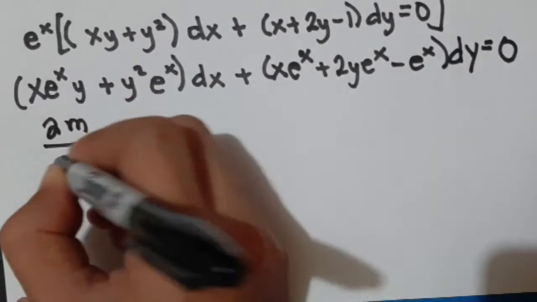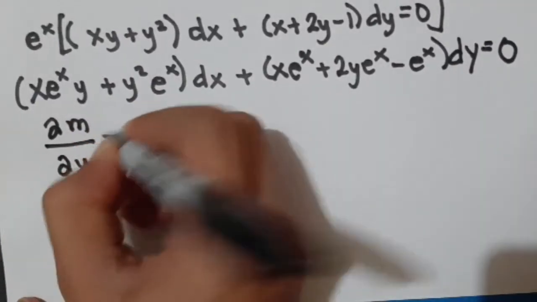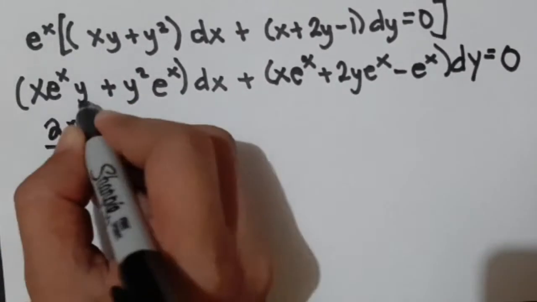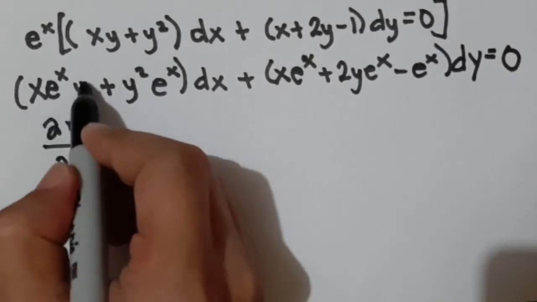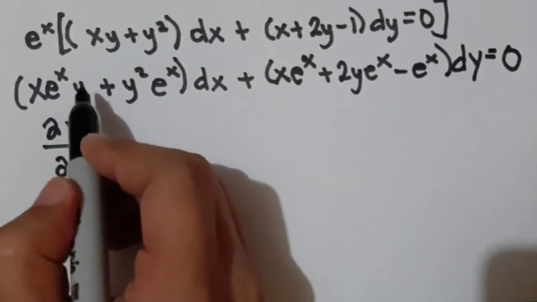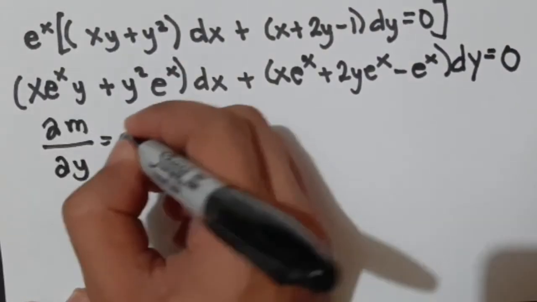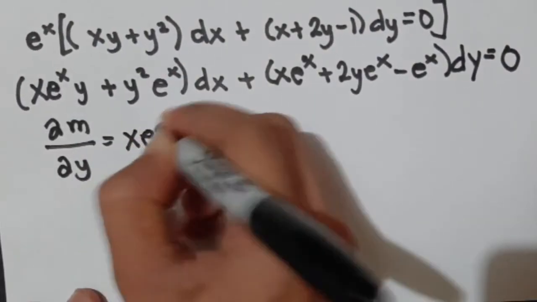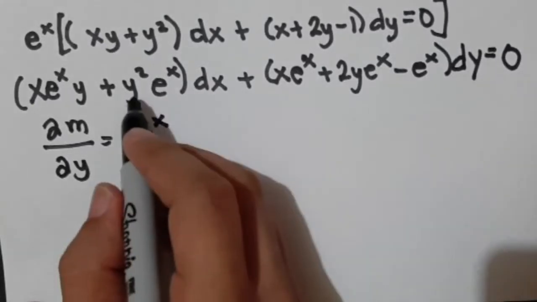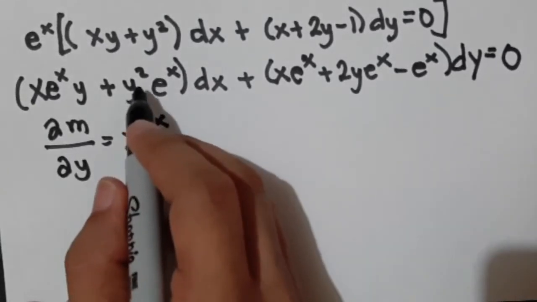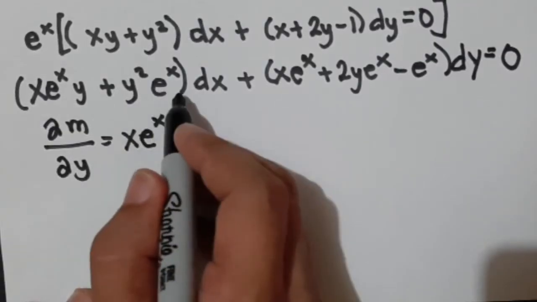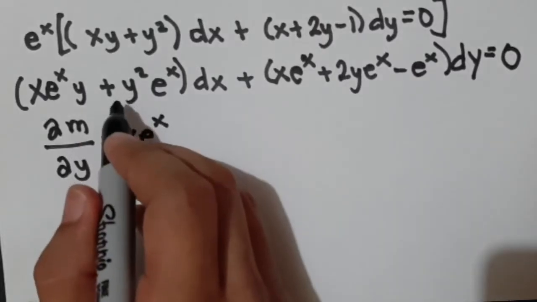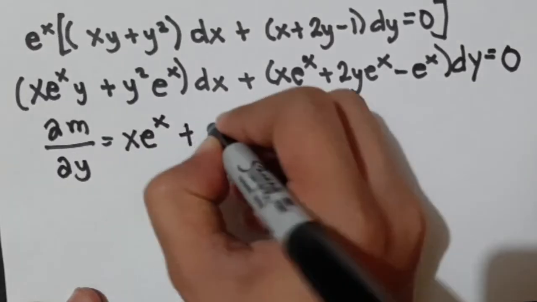With respect to y, meaning this x e^x is constant. The derivative of y is 1, so 1 times the constant, that's x e^x. Y squared, the derivative of y squared is 2y. This e^x is constant. We just copy the constant times the derivative of y squared, which is 2y. It's plus 2y e^x.